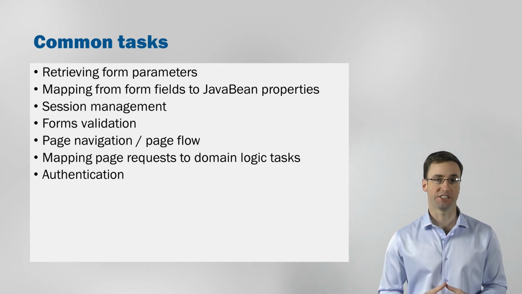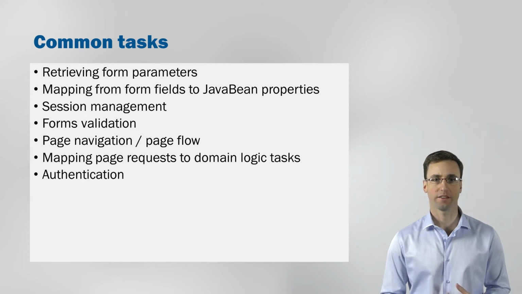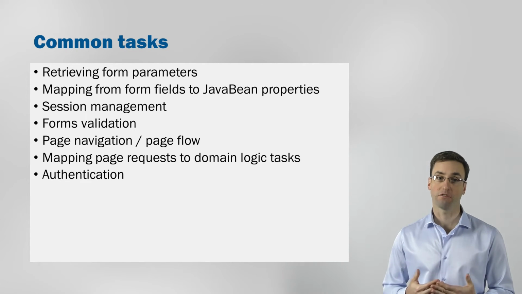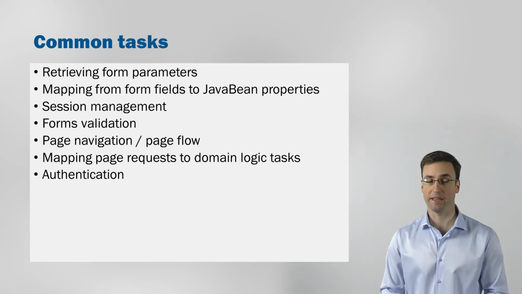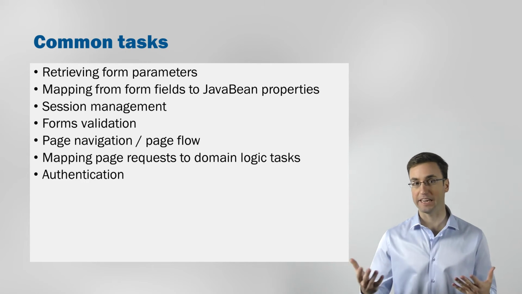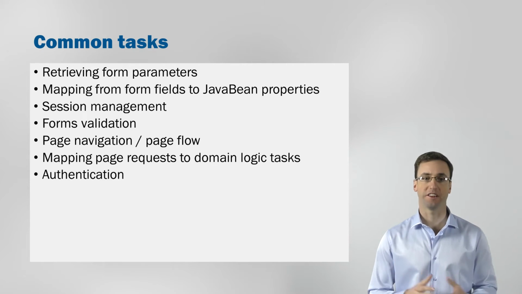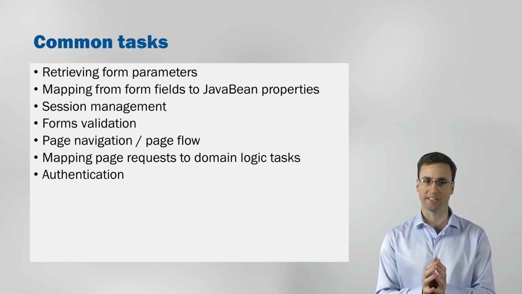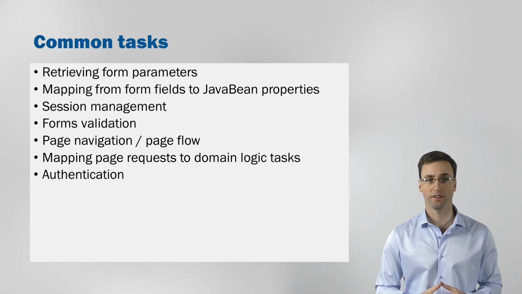When you build large applications in these architectures, you'll find that lots of code gets copied again and again, over and over again, within the same project and also across multiple projects. These are things like retrieving parameters from HTML forms, mapping from HTML form names into properties of Java Beans, keeping track of the session, validating forms, managing navigation and page flow between views, mapping page requests onto particular actions, and also authentication. So given that these tasks occur in virtually every serious application that gets built, a good programmer would probably ask, why should I have to keep reinventing the wheel?